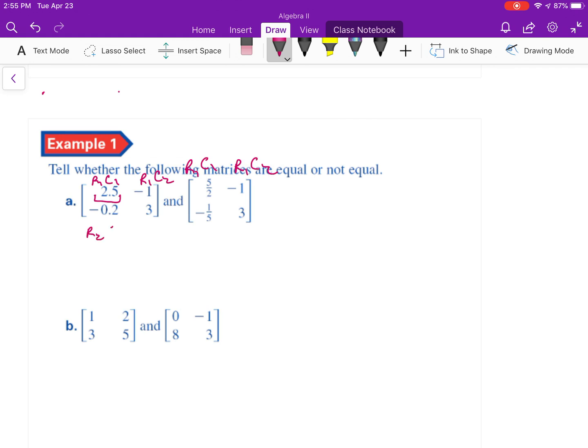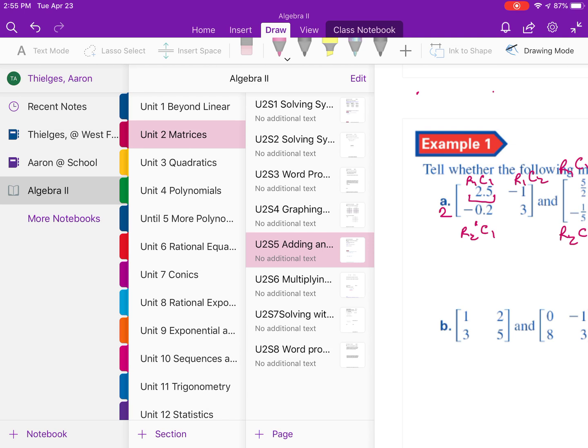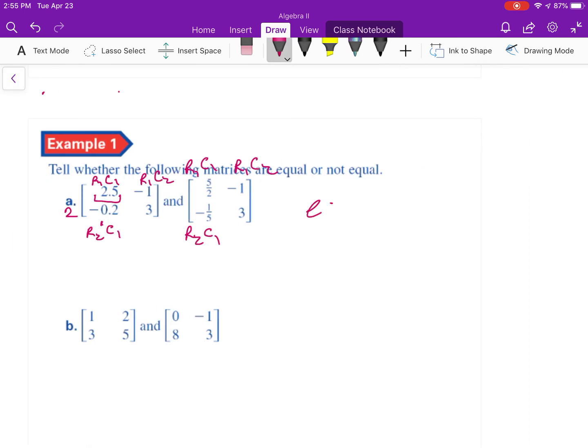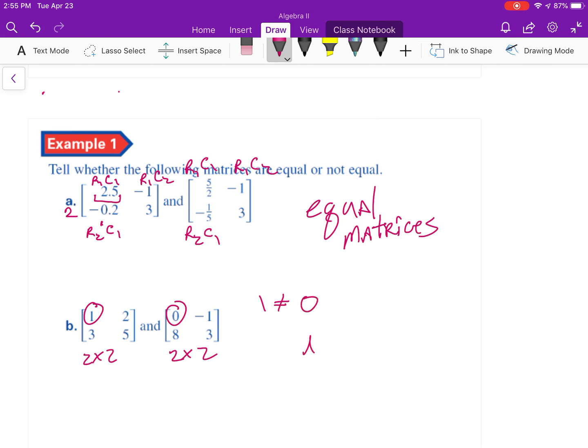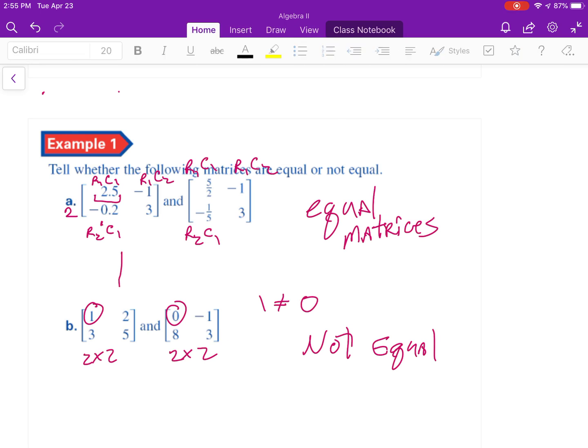Okay, row 2, column 1, row 2, column 1. Both matrices are the same, 3's are the same. So I've got equal matrices. Okay, now these are both 2 by 2's, 2 rows, 2 columns. They have the same shape, but 1 and 0 are not the same, so these are not equal. Okay, so that's how you determine whether 2 matrices are equal or not equal.